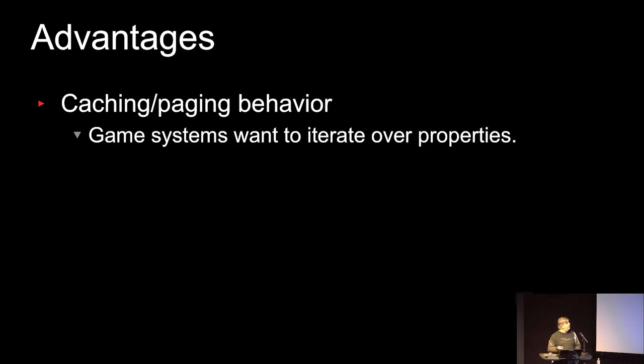So this had some advantages for us. It had pretty good caching and paging behavior for the day. If you had a game system like physics looking at the velocity of an object, it's not ever going to look at the hit points of that object. It's going to move on to the velocity of the next object. So it was pretty natural for us to keep all the velocities together in one property. And if we chose the right data structures, we could keep a bunch of velocities on the same page, and in some cases on the same cache line.